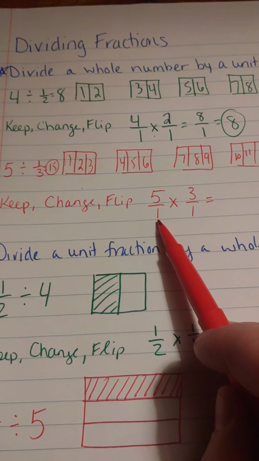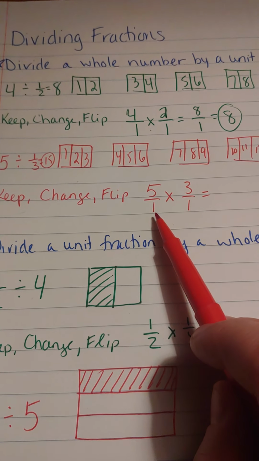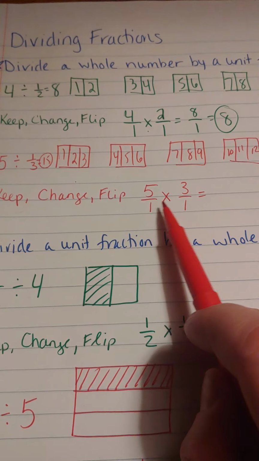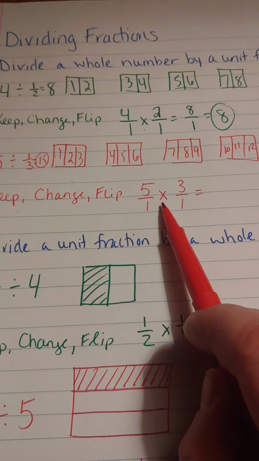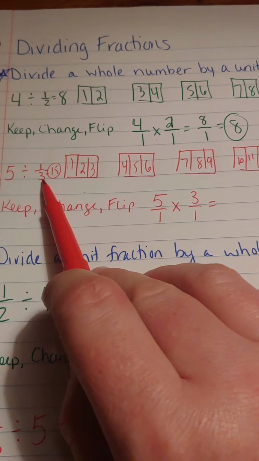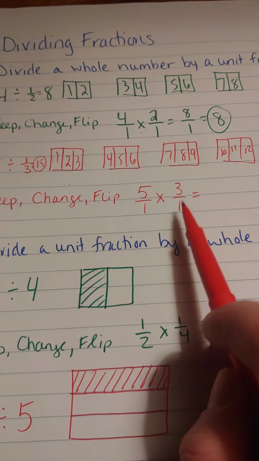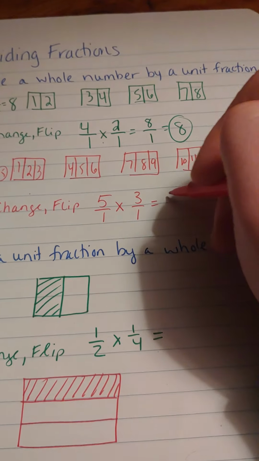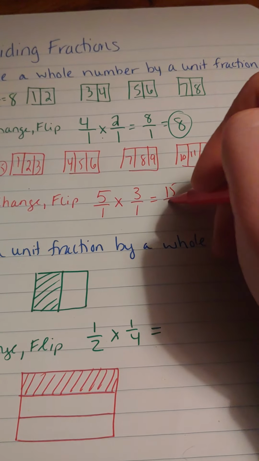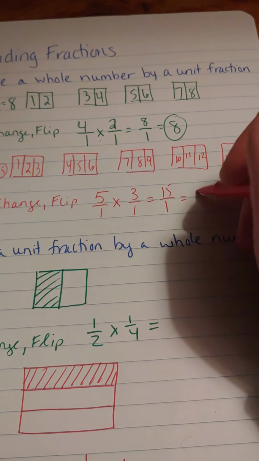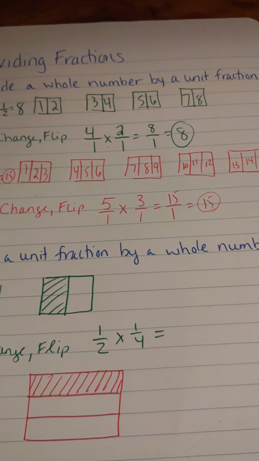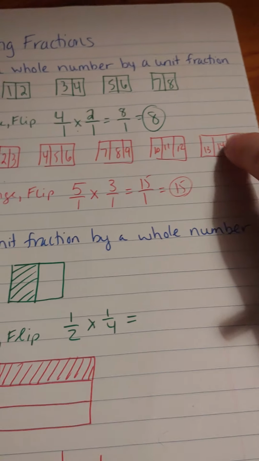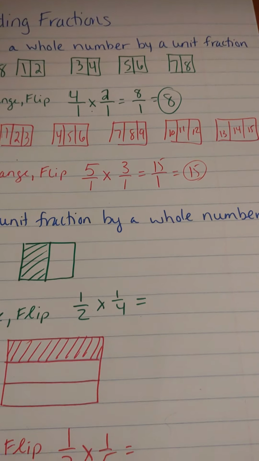We can do the same thing with keep, change, flip. Keep the 5, write it as 5 over 1, means the same thing, same value. Change your symbol from division to multiplication, opposite operation, and then flip. Instead of 1/3 or 1 over 3, you're now going to have 3 over 1. Now multiply across. So 5 times 3 is 15 over 1 times 1, which is 1, which is 15. So there you have it. You still have 15 equaling 15 there. Again, pictorial and then mathematical.